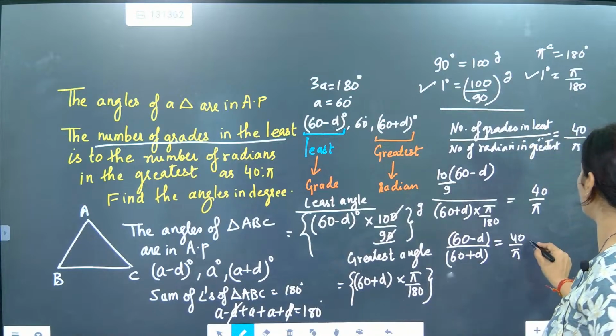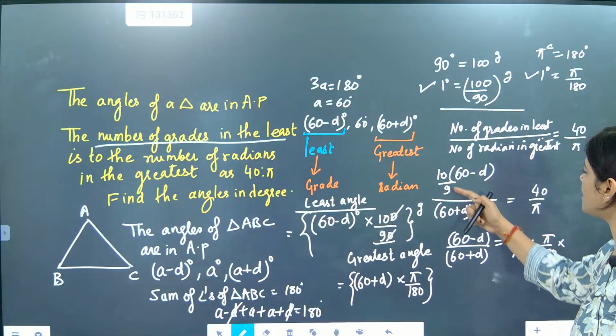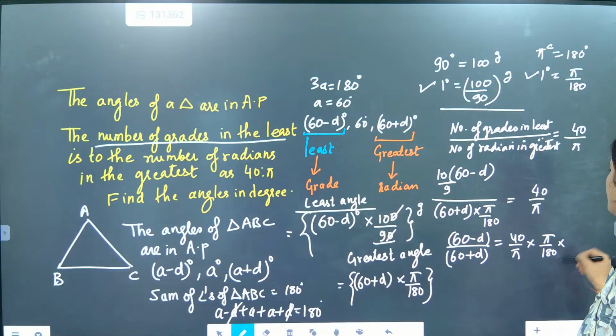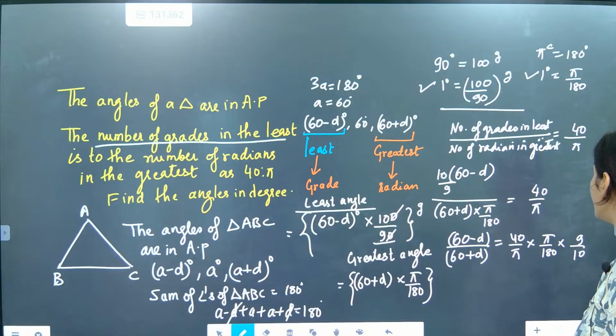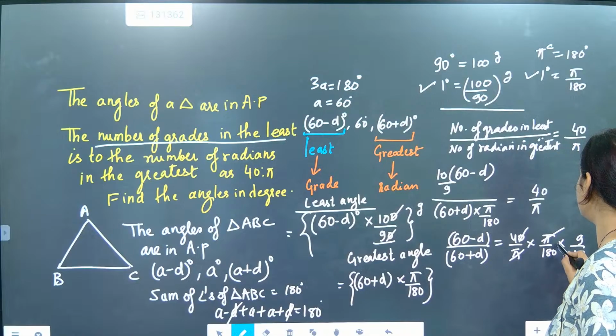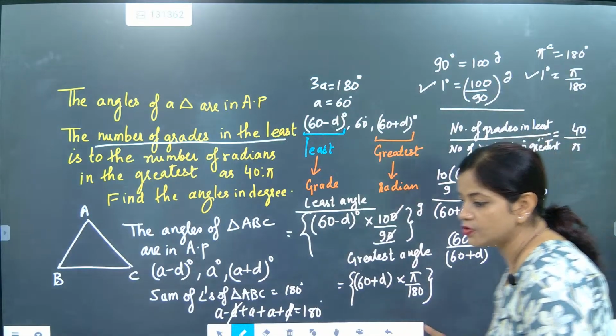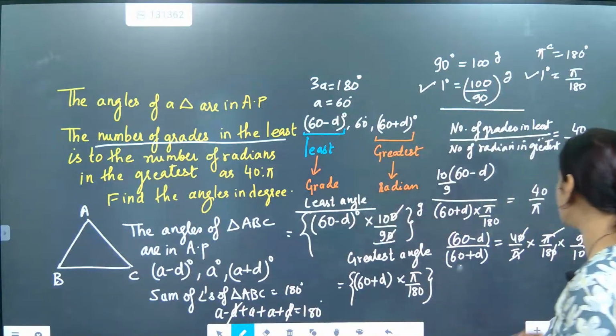Now this part will go and multiply. It will become pi by 180, and this part will come down. Down means 1 by 10 by 9. So when it goes down, it will become opposite, 9 by 10. This 5 and 5 will get cancelled. This 0 and this 0 will get cancelled. Understood? After that we are going to solve, so don't worry about it. Just solve this section nicely.